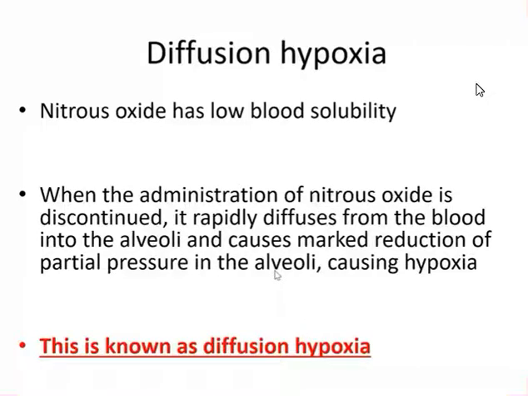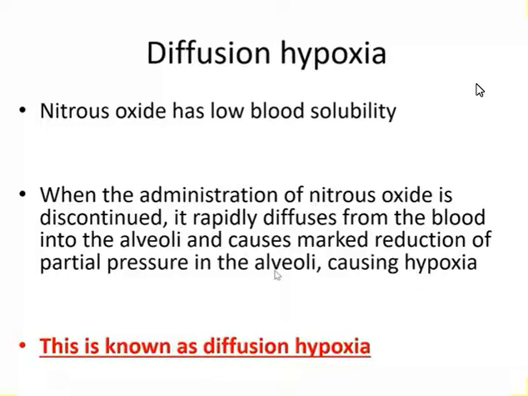So you have to remember that pathway. When the administration is discontinued, the drug from the brain will come to the blood compartment and then to the alveoli, that is to the lungs, and through the expired mixture of gases, it will be expired out.